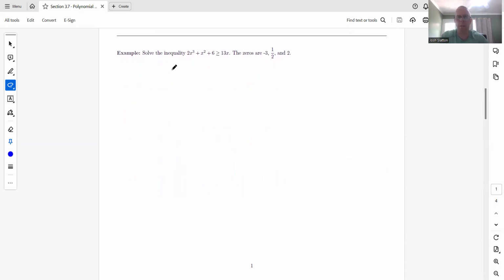So the first step, either way, is to get everything on one side. And we'll have this is greater than or equal to 0. The zeros are, so if we factored this, it would look like that. We won't go through that. And so now we can plot the zeros and get a basic shape of this. So we have -3, 1/2, and 2.